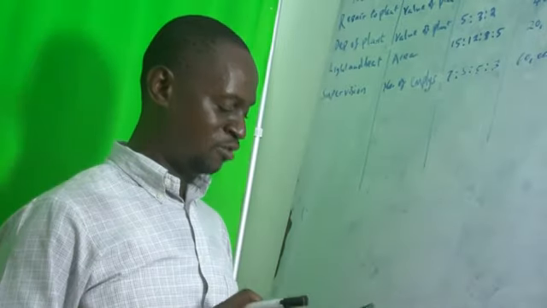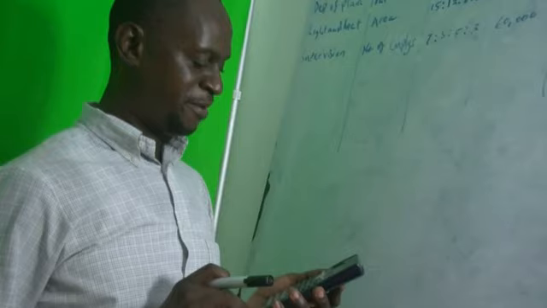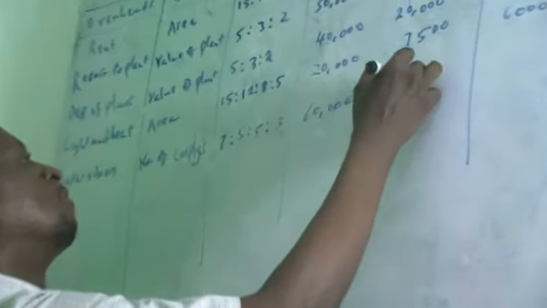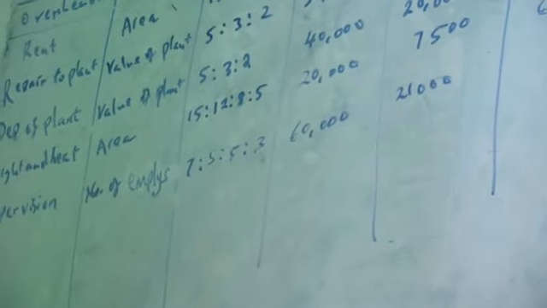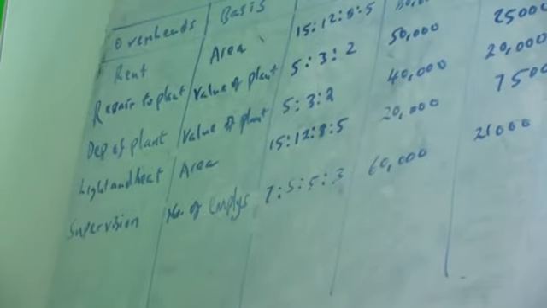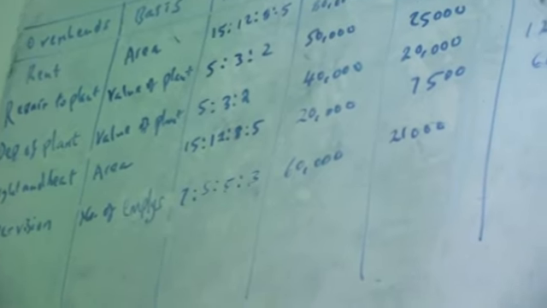Department A is 7. You take 7 divided by 20 times 60,000. That gives us 21,000. Next, we have 5 divided by 20 times 60,000. So that gives us 15,000.